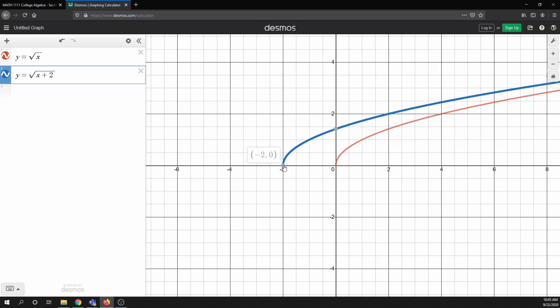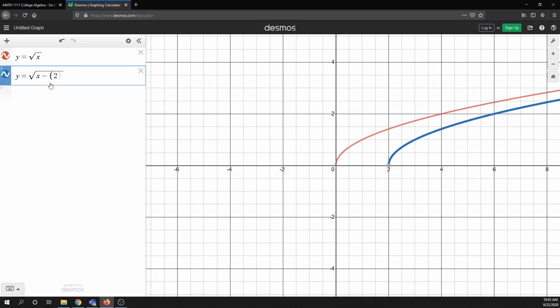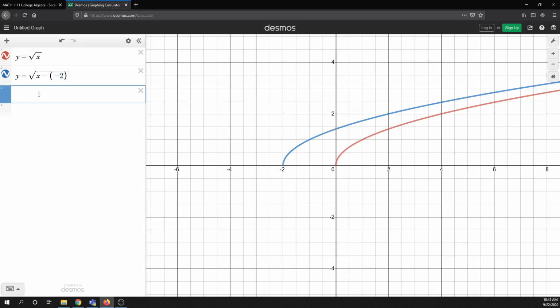And again, you may say, man, that just doesn't seem right, because this 2 is a positive. It really seems like it should go that way. But it's not like that. Now remember, the key to understanding this is to write it as x minus a minus 2. Then we can see that the k for this one is minus 2, and it gets shifted minus 2 that way.